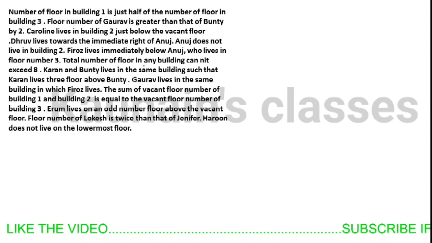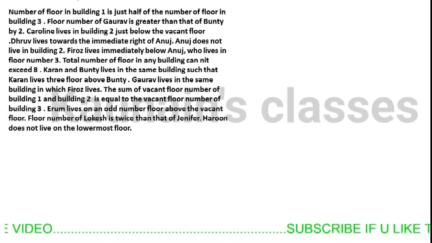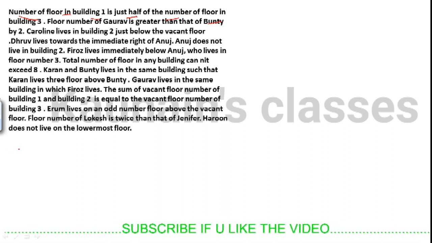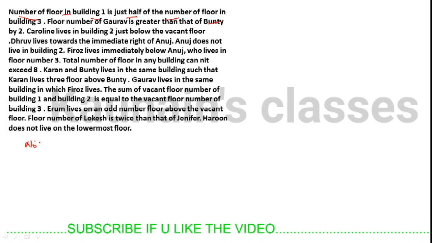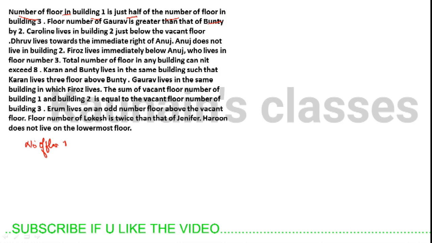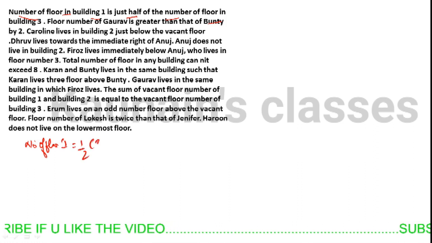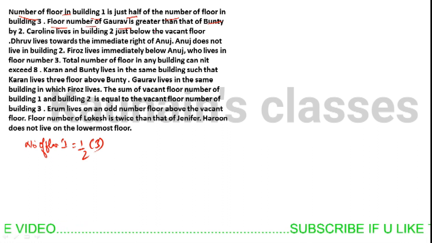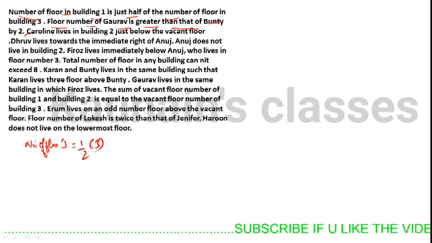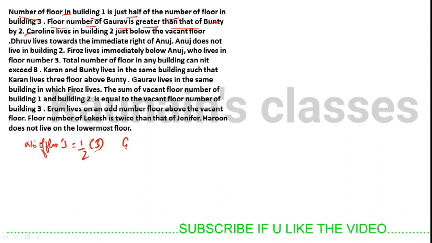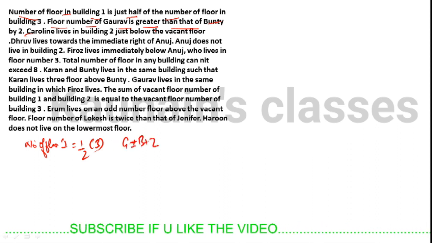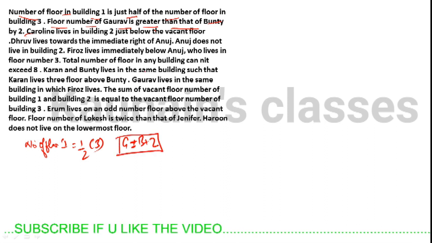Okay, so let's note down now. What's the first hint? The number of floors in building 1 is just half the number of floors in building 3. So the number of floors in 1 is equal to half of 3. Okay, this is our first hint. The floor number of Gaurav is greater than that of Bunty by 2. Okay, floor number of Gaurav is equal to Bunty plus 2.